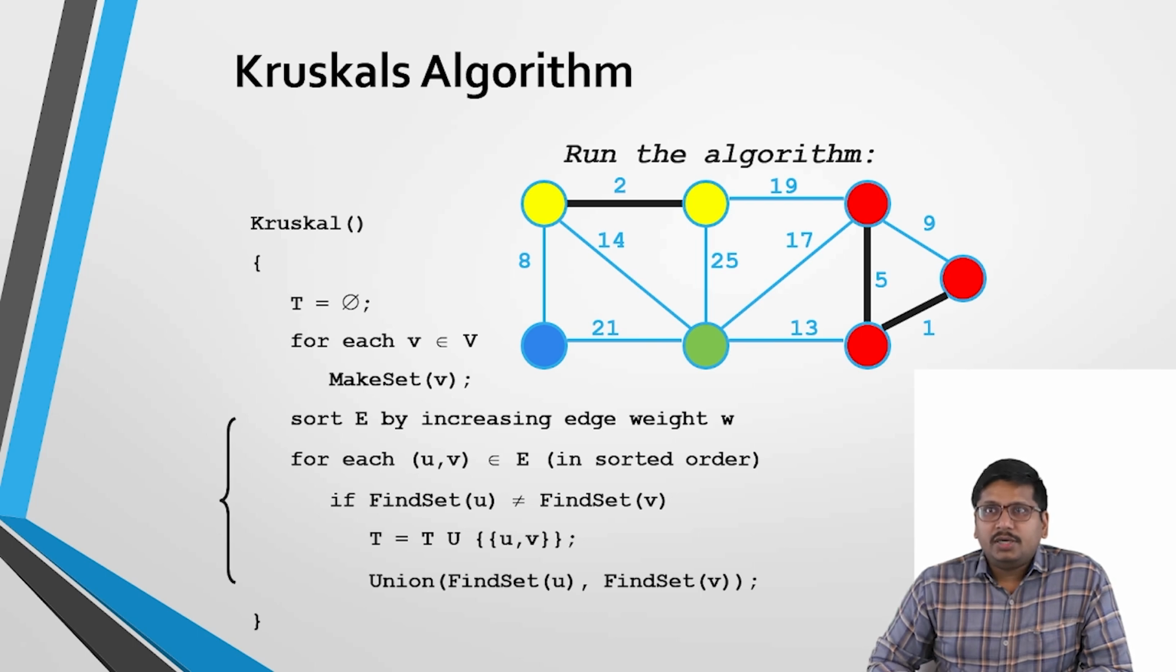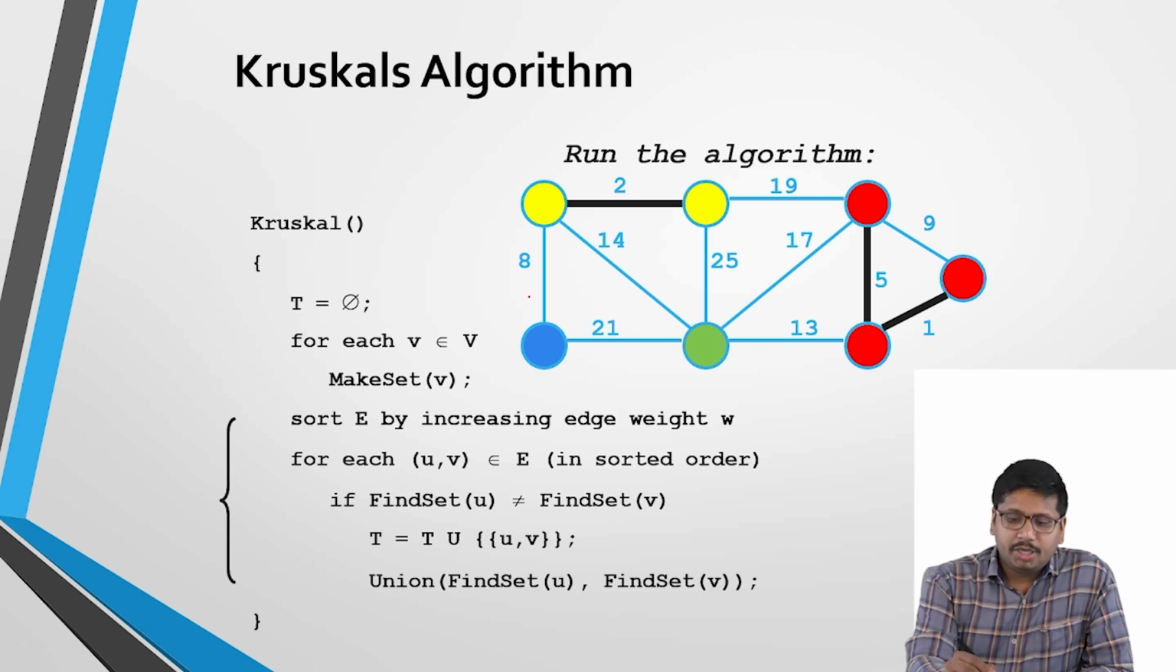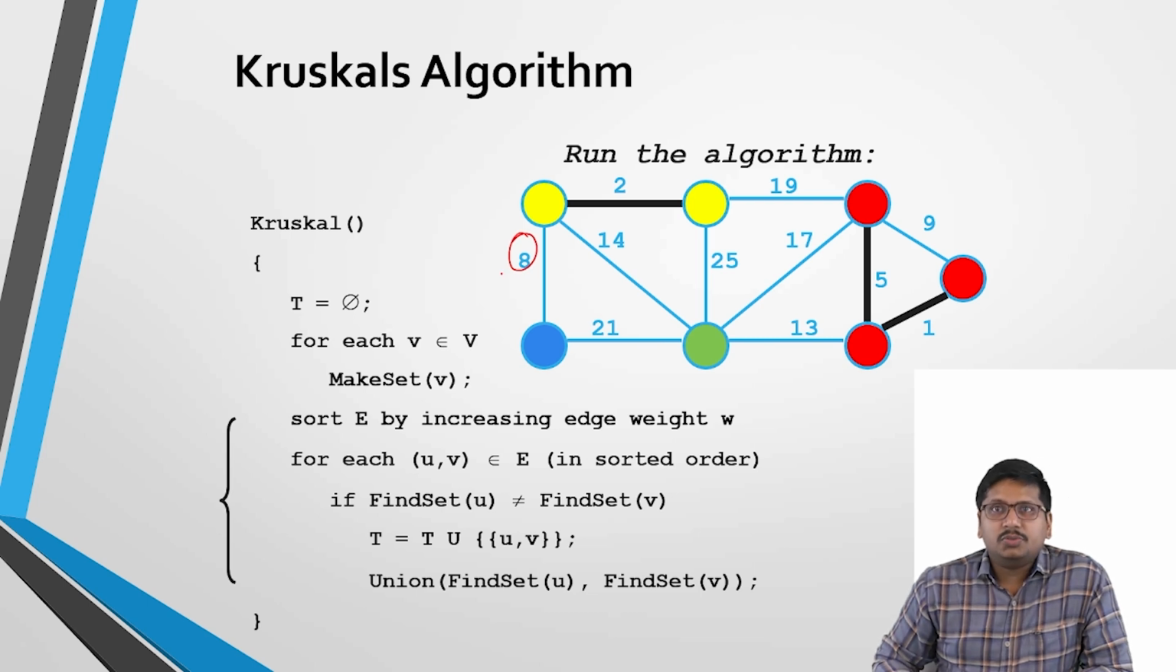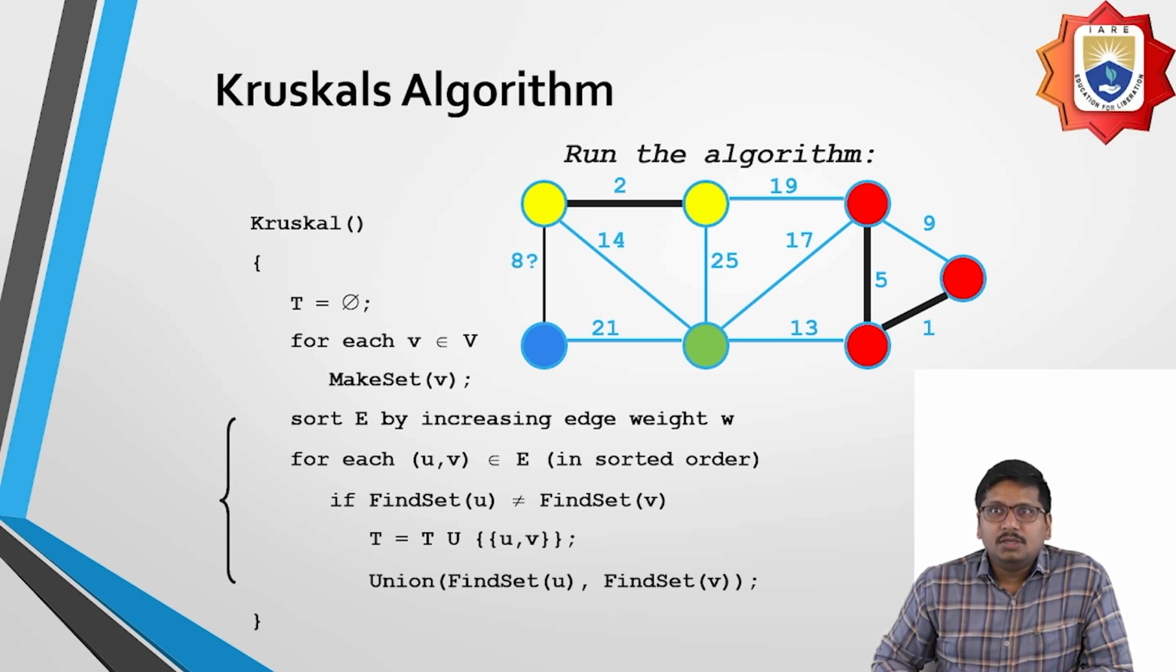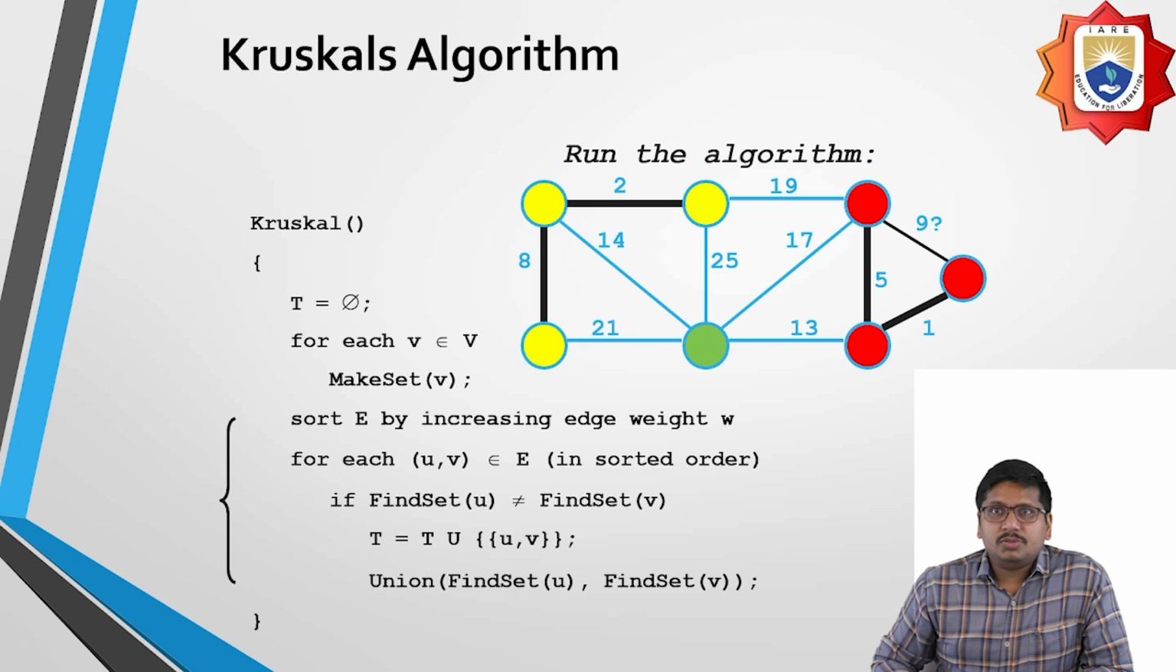And then next one, so what I'm going to do is, what is the next minimum? 8. That should be 8 in this graph. So that's why I'm going to choose 8. Is 8 the minimum? So minimum, so I'm going to select this.